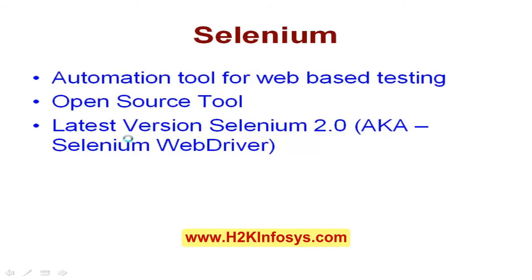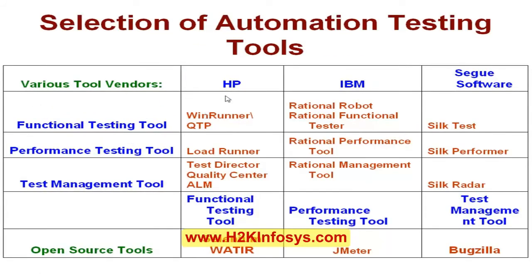In the case of a paid tool like Qtip or Rational Robot, if you want a new feature, you have to contact HP, saying it is preferable to have such and such a feature, so that they can validate whether that feature is possible and helpful. Then they will implement that feature in the coming releases.